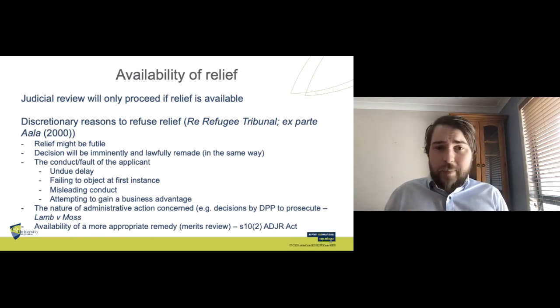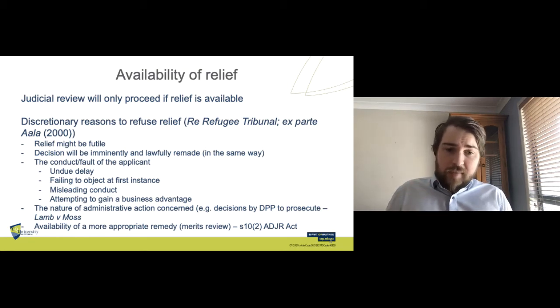Conduct or fault of the applicant may also exclude relief. So undue delay, failing to object at the first instance, misleading conduct on the part of the applicant as well, and also attempting to gain a business advantage. These would also be reasons why a court might choose to exclude relief and say, look, yes, the decision maker has not acted properly, has not followed the proper process, but the applicant's not entirely blameless here as well. And so that might be a reason why the court would choose to exclude relief.